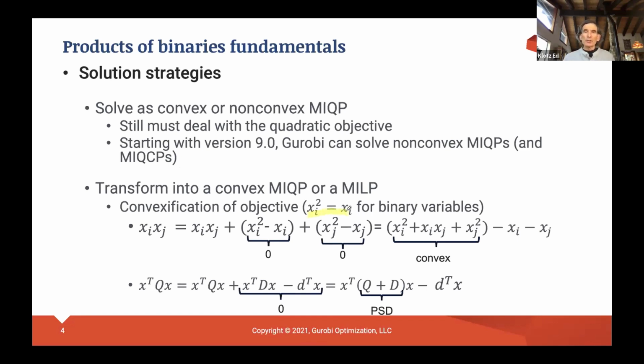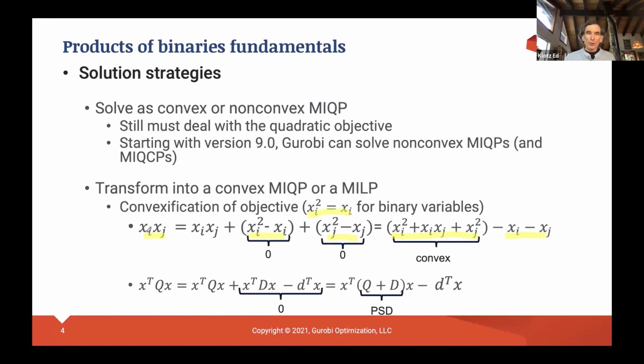The first such transformation option involves convexification of the objective. And there we make use of the fact that for a binary variable, the square of the variable and the variable itself take on the same value in any integer feasible solution. So that means we can add and subtract the square of a binary and the binary without changing an expression. Here we have a product of two binaries, and we add and subtract the square of both the first and second binary, and then we rearrange, and what we find is we now have a quadratic expression that is convex at the expense of subtracting off this linear expression of the binary variables.